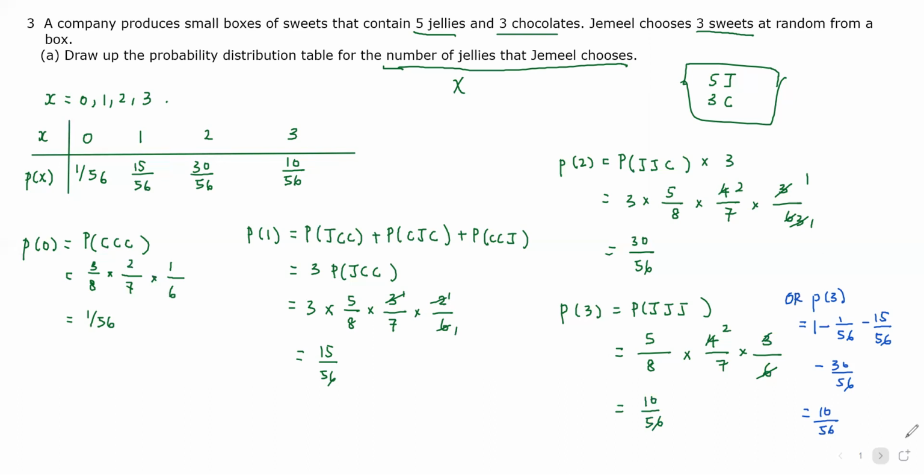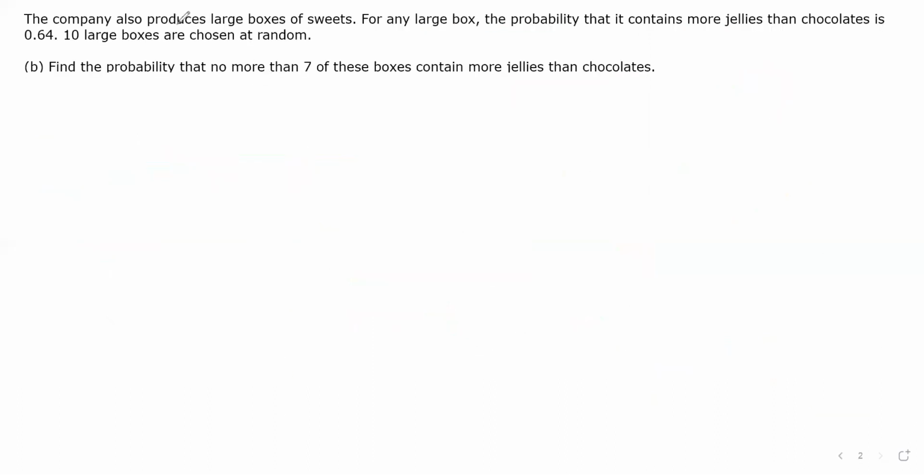The second part. The company also produces large boxes of sweets. For any large box, the probability that it contains more jellies than chocolates is 0.64. 10 large boxes are chosen at random. So in any one box, the probability of having more jelly than chocolate is 0.64. And 10 large boxes are chosen at random. Find the probability that no more than 7 of these boxes contains more jellies than chocolate.